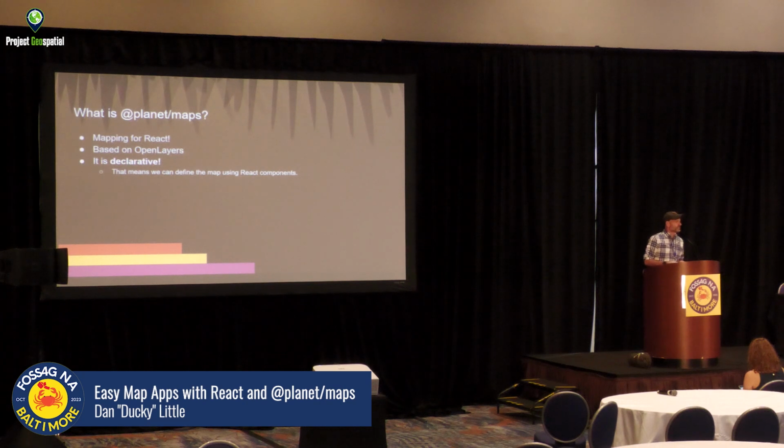So what is it? Well, it's mapping for React. It's based on OpenLayers, and it's declarative. So folks who are familiar with React understand that it's a very declarative framework. You know, they have the JSX, and you build small components into larger ones, into applications, and it's all very nice and composable. However, none of the mapping libraries that we use on a regular basis, including OpenLayers, are declarative. They're all imperative. So the idea behind PlanetMaps is, hey, let's try and make this declarative.